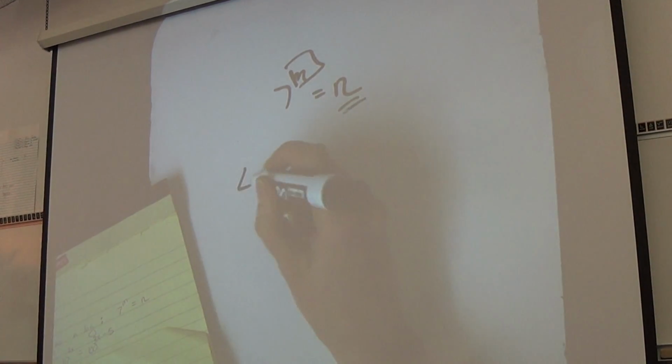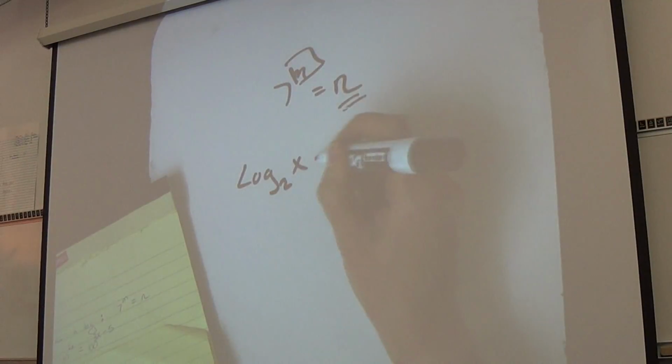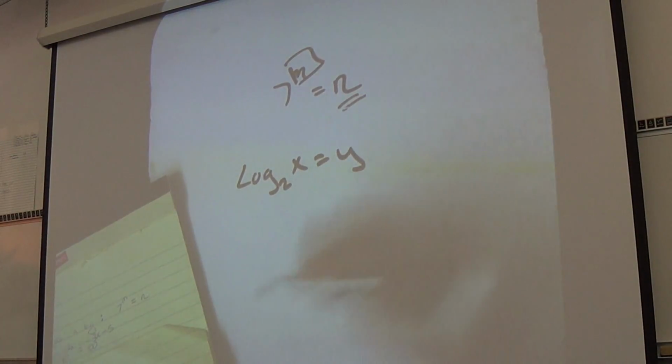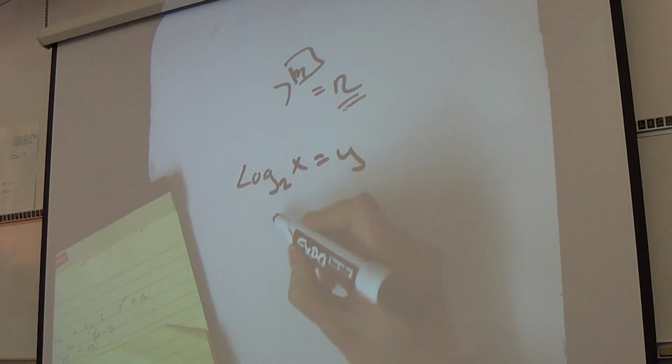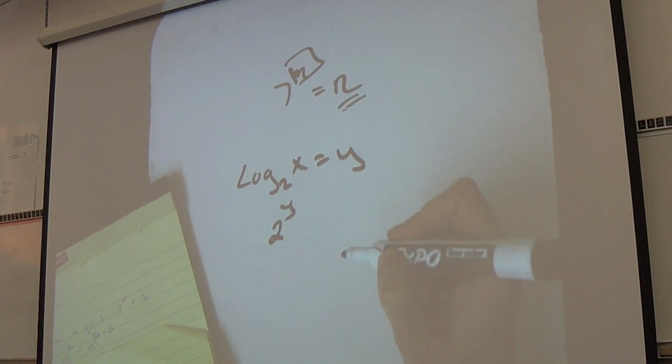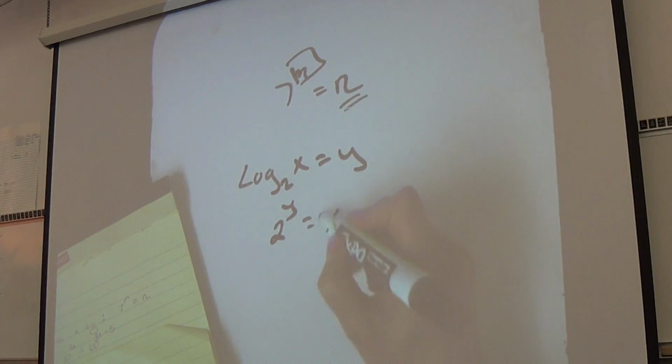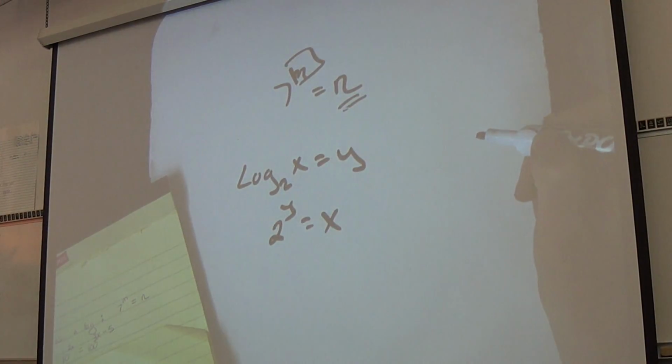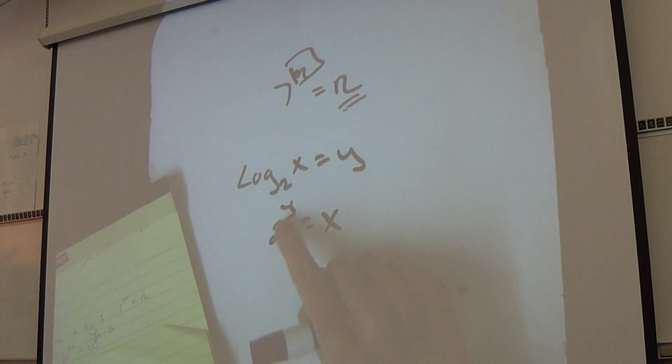If you started with log base 2 of x equals y, and we wanted to rewrite that as an exponent, we would have the base raised to that power is equal to that argument. Yes? Right? We're just going backwards. So if I go backwards, the base of the log is the base of my power. What the log is equal to is my exponent, and the argument is what I equal.